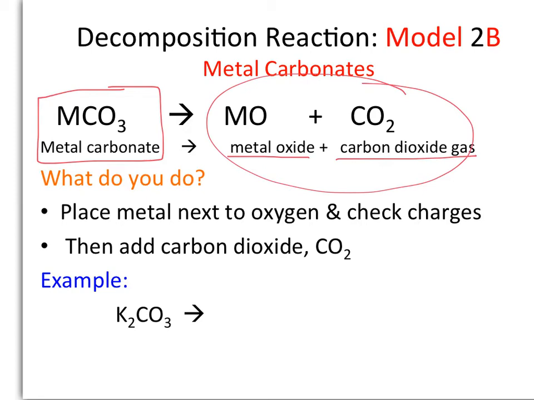Well, you're going to find the metal in the compound, and you're going to place it next to oxygen. You will check your charges because you've just formed an ionic compound, and then you will add carbon dioxide to the other side, to the product side.